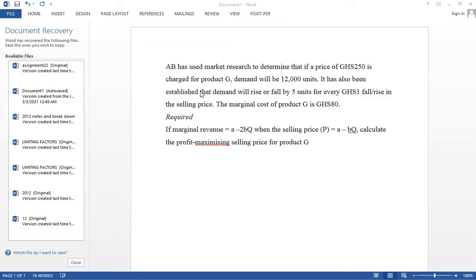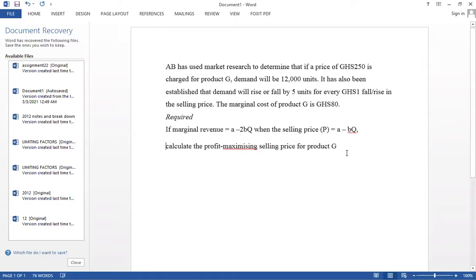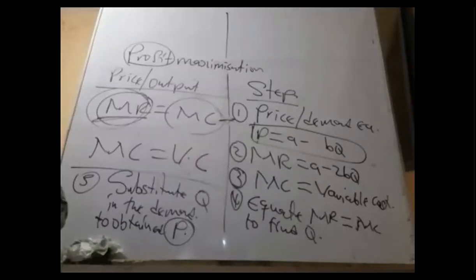Please, if the marginal cost is the same as variable cost, then expect your examiner to probably give you the breakdown: direct material, direct labor, those stuffs. Or this time I will give it in a function form. If the marginal revenue is equal to this when the selling price is P, calculate the profit maximizing selling price for product G. Start work. So let's go by the procedure.